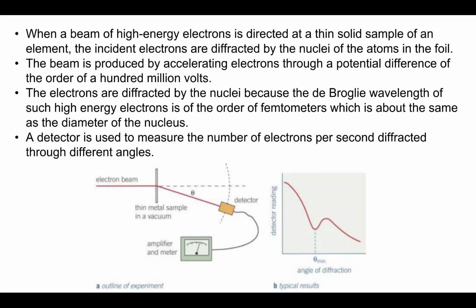So this diagram at the bottom might be making more sense now. So this is the equivalent of the diffraction grating experiment. In the diffraction grating experiment, you use light. And in this instance, we just use a beam of high energy electrons instead. So we use a detector to measure the number of electrons per second diffracted through different angles. And what you'll find on this graph, the detector reading drops and then starts to come up slightly. And where it drops, that's called theta minimum. So I'll give you an equation in a moment, and if you use that equation with that angle, you will get the nuclear radius.